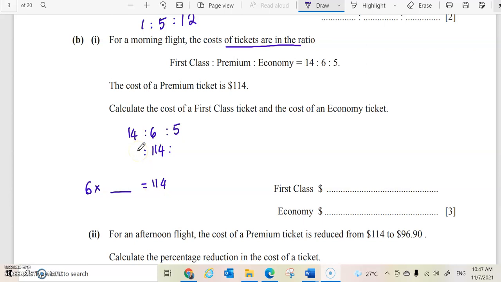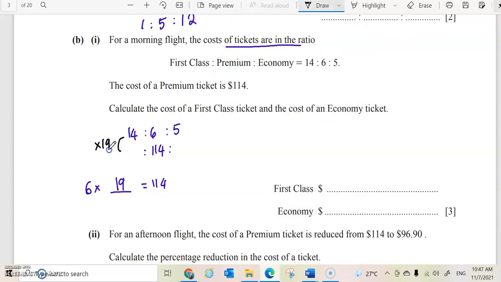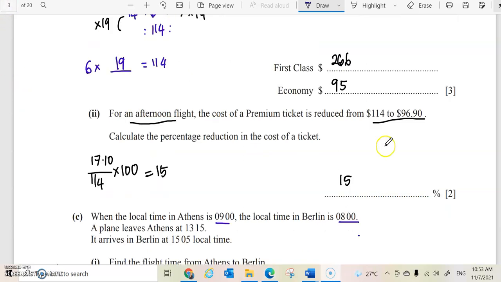14 from 6, okay. So, daripada sini ialah awak kena darab dengan 19. So, maknanya, for each ratio here, you must multiply with 19. So, we get the cost for first class and economy. Okay. So, for this part, awak akan dapat $266, and then for economy, we get $95.